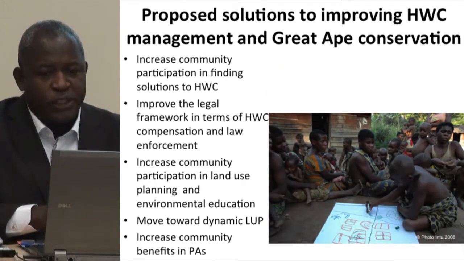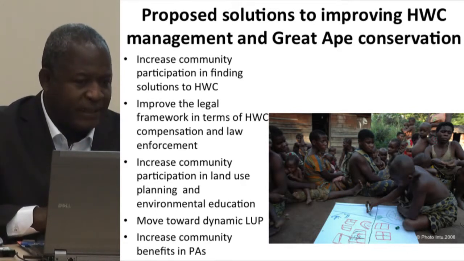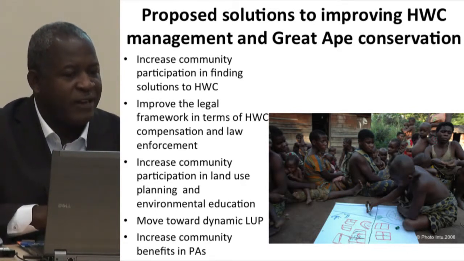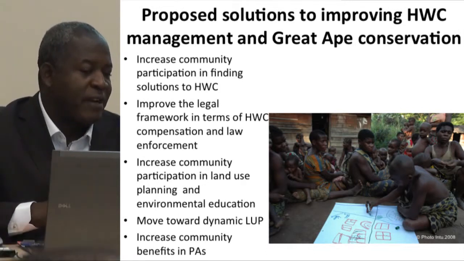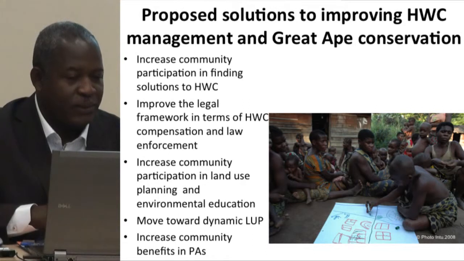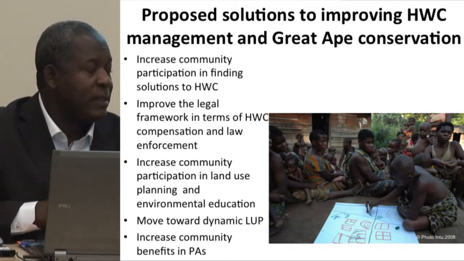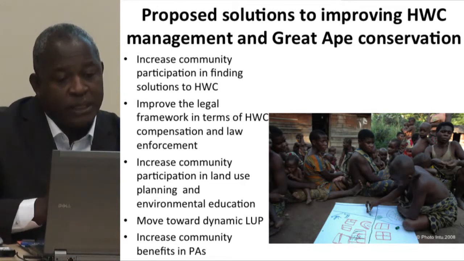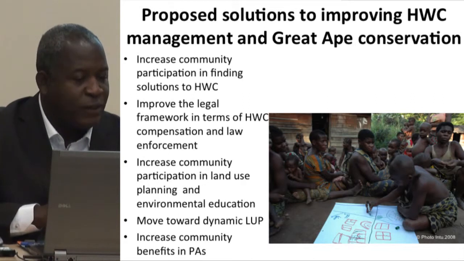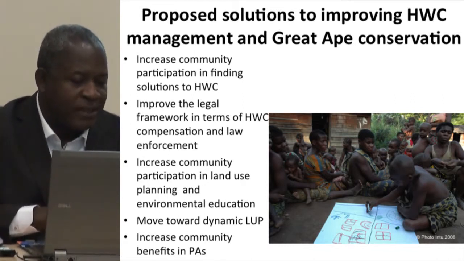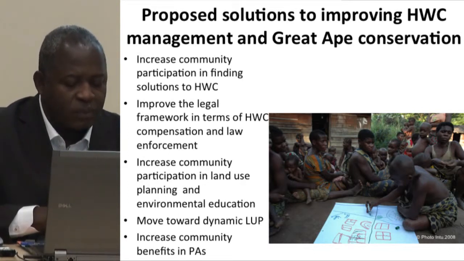So, the proposed solutions to improve the conflict: increase community participation in finding solutions to human-wildlife conflict, improve the legal framework in terms of compensation and law enforcement, because I raised that poaching is going on in this area, increase community participation in land use planning and environmental education, and move towards a dynamic land use plan.